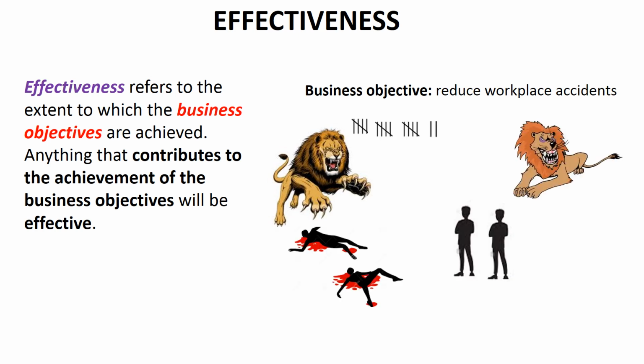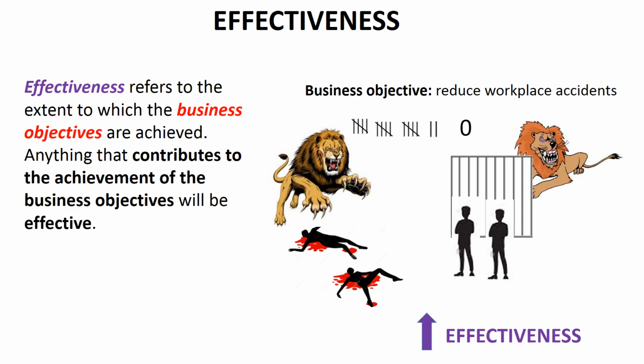However, if the business protects its workers from injury by installing a safety fence around the machine, then this will contribute to the achievement of the business objective of reducing workplace accident levels. The installation of the fence is therefore a strategy which will increase the effectiveness of the business's operations.